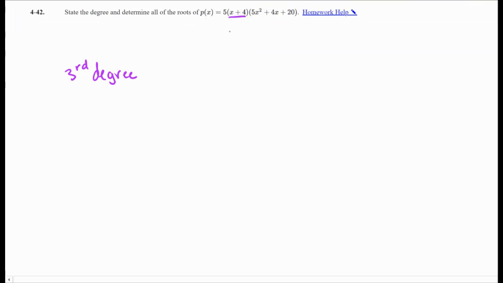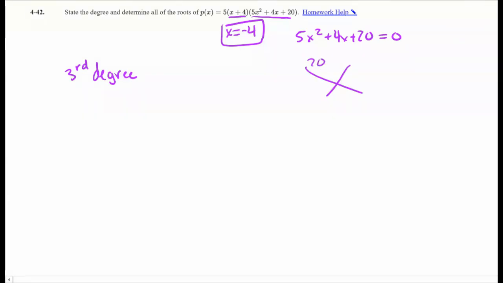Now, my first root is just x equals -4, because that's what makes the whole equation 0. Now, this last part, I need to set this equal to 0 also. And I could try to factor it, but I'd see pretty quickly that, 2 times 5, 100, nothing multiplies to 100x squared that adds to 4x. So I can't factor it.